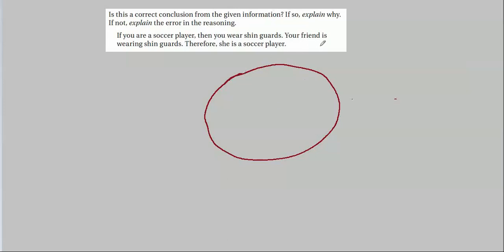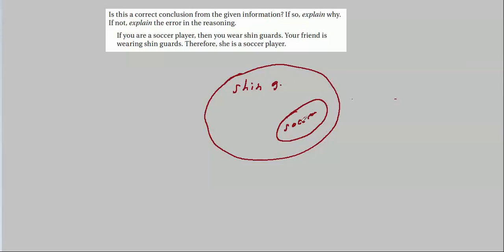And suppose this is all people who wear shin guards. Just write shin. Shin guards. This is everyone. Now, there's another circle in here of soccer players. If you're part of this group of people who wear shin guards, you might be in this group of people who play soccer.